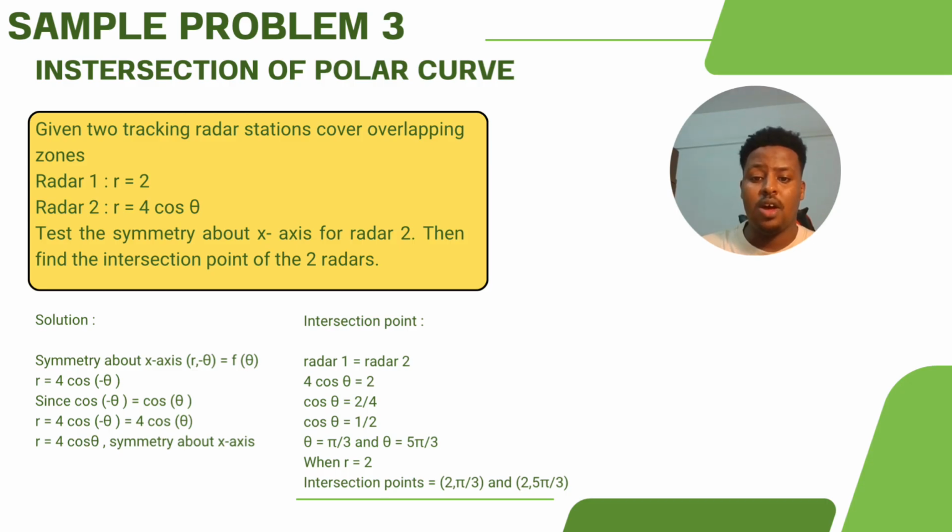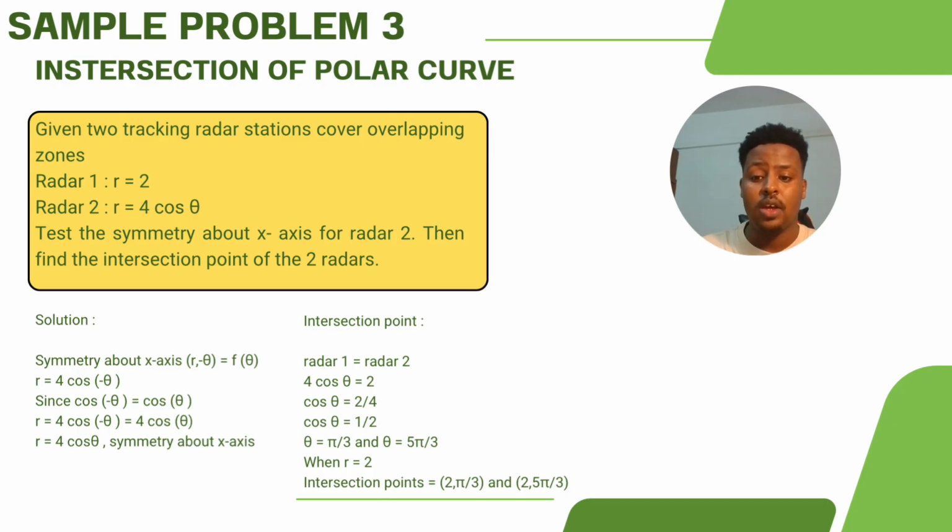The equations are r equals 2 for curve 1 and r equals 4 cos theta for curve 2. First, we test the symmetry of curve 2 by replacing theta with minus theta. Since cos of minus theta is equal to cos theta, the equation remains the same. So the curve is symmetric about the x-axis.